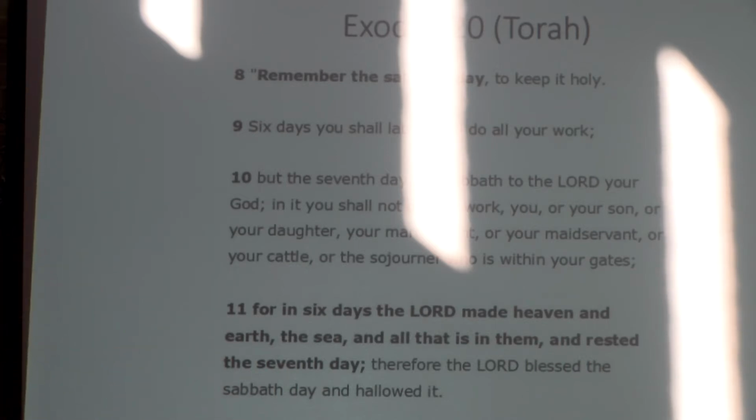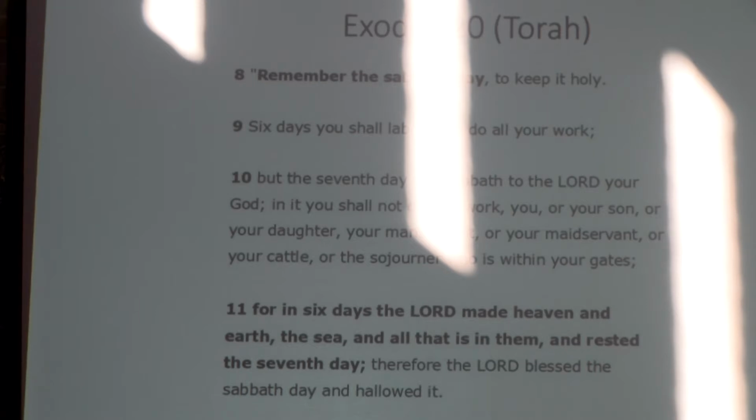In Exodus 20, this is what it says. Remember the Sabbath and keep it holy. Six days shalt thou labor and do all your work. But the seventh is the Sabbath day. Why? For in six days the Lord made heaven and earth, the sea and all that is in them, and rested on the seventh day. Therefore the Lord blessed the seventh day and made it the Sabbath day.